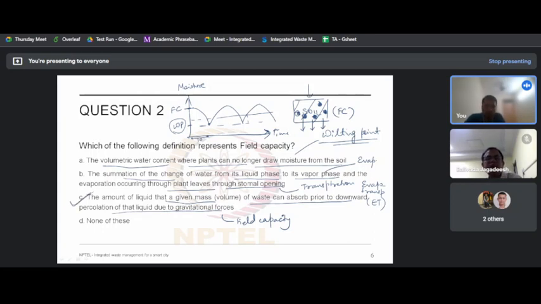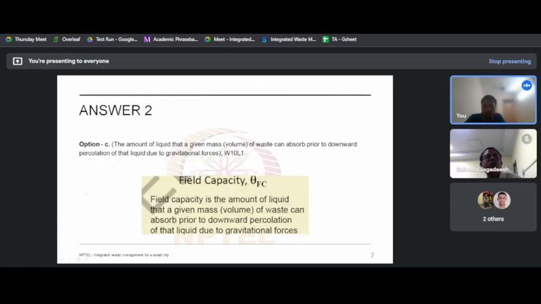Moving on to the solution of the second question. So the amount of liquid that a given mass or volume of waste can absorb prior to downward percolation of that liquid due to gravitational forces. So this is refer to the first lecture of this week. So that is field capacity. So I gave the example of soil in the question. So you can use it similarly for waste also, because in landfill we'll cover it with soil also. So it's the same. So it is the amount of liquid waste can absorb prior to downward percolation of liquid due to the gravitational forces.